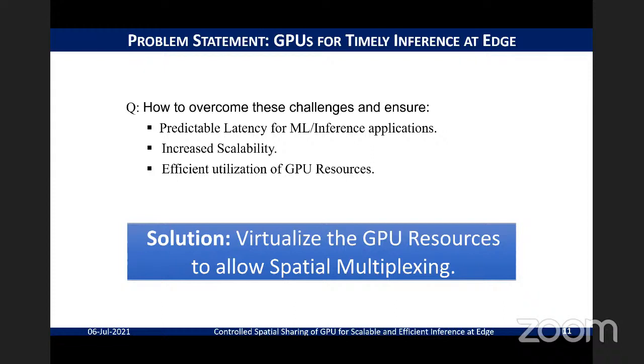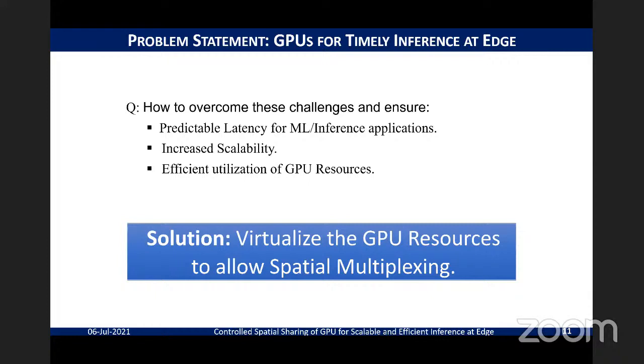Our goal now is to build a system that can overcome these challenges. We want a system that can provide predictable latency for diverse ML inference applications, multiple of them, which also means that you want to be able to support a large number of inference applications that can run on the GPU at the same time. Together, you want to efficiently utilize the GPU resources so that you can scale to a large number of applications and ensure predictable latency.